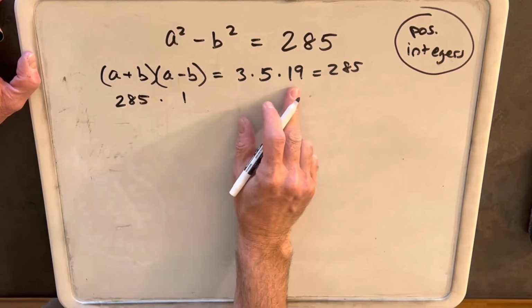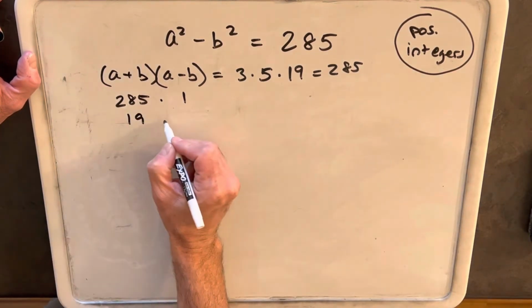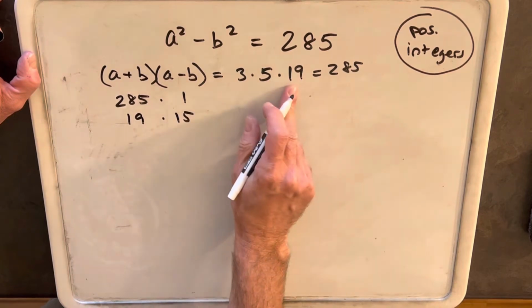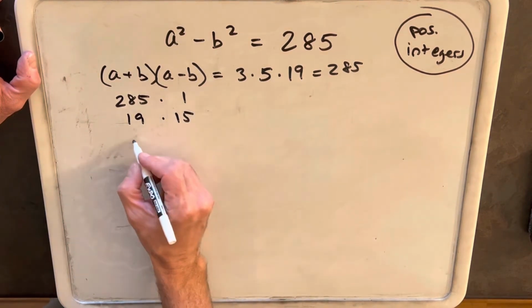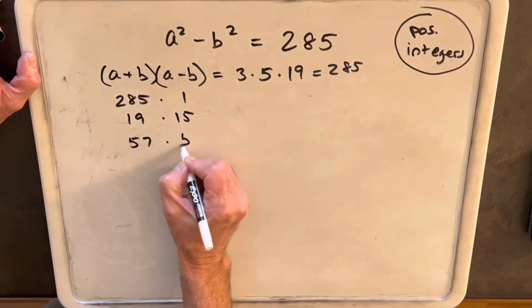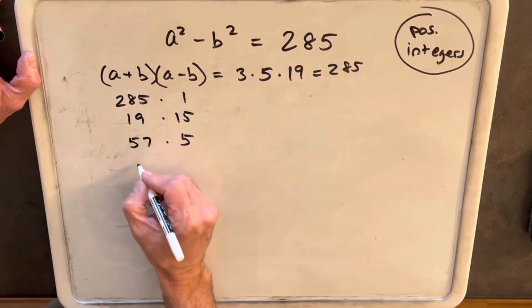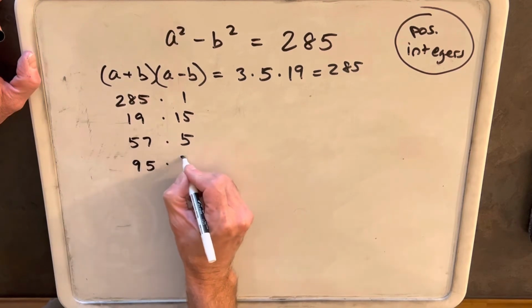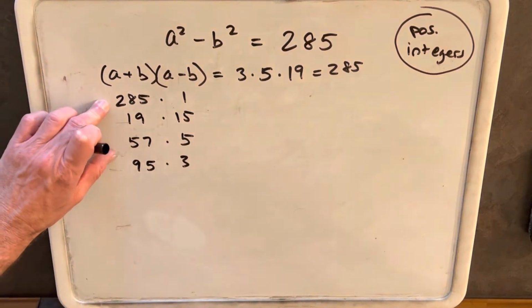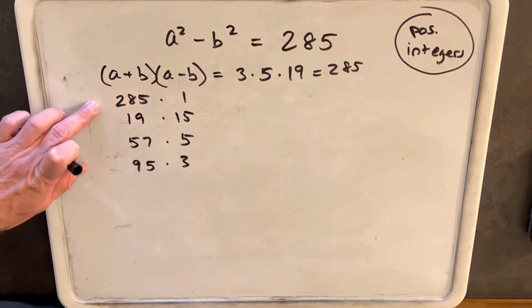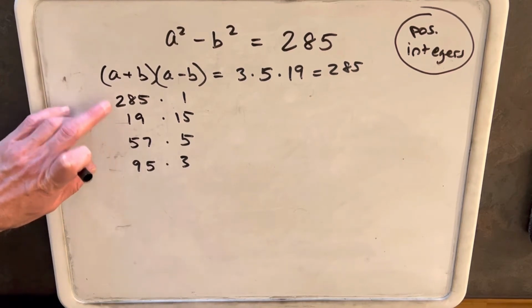So then, the other combinations are going to be 19 times 15, 19 times 3 is 57 times 5, and the last one's going to be 95 times 3. So these are the four possible combinations we can have. So we should have 4 sets of solutions for a and b.